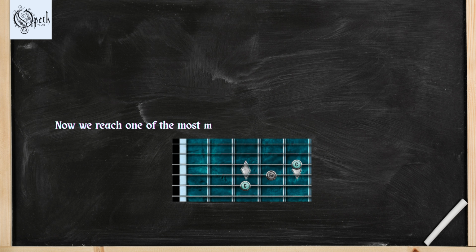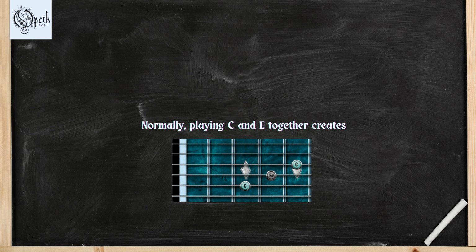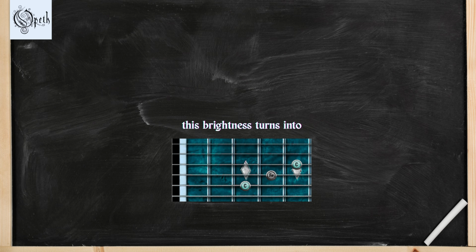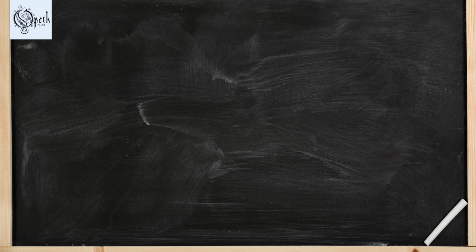Now we reach one of the most mysterious and controversial notes of this riff. E. Why would Opeth choose this note? Normally, playing C and E together creates a bright and happy emotion, but because the atmosphere has already been pushed into darkness, this brightness turns into a twisted demonic joy. The riff continues like this.